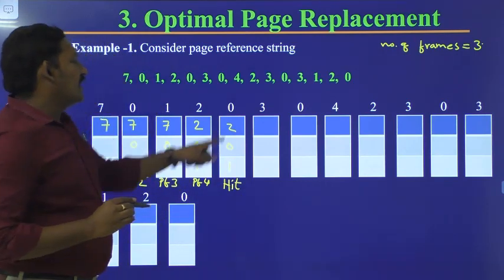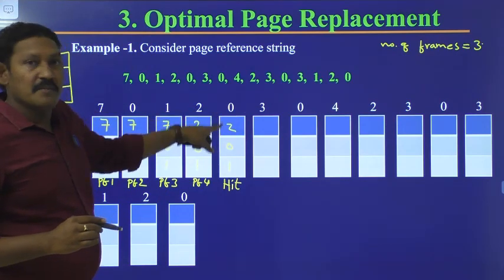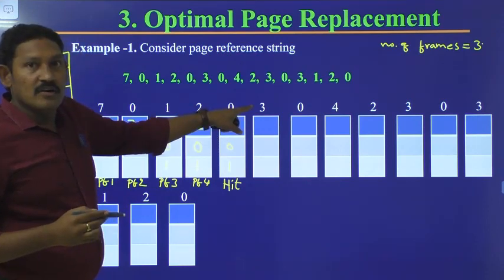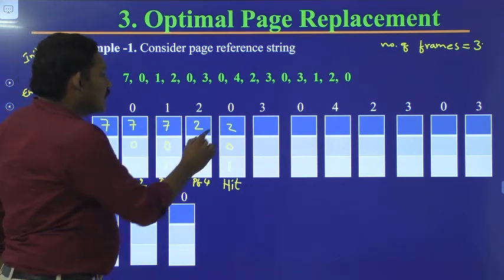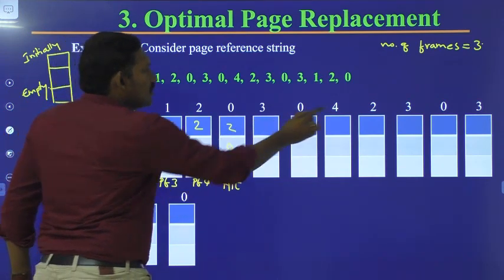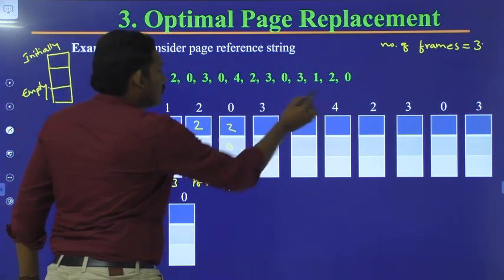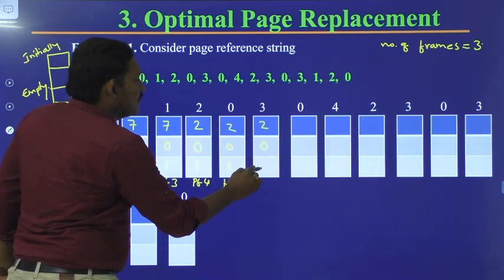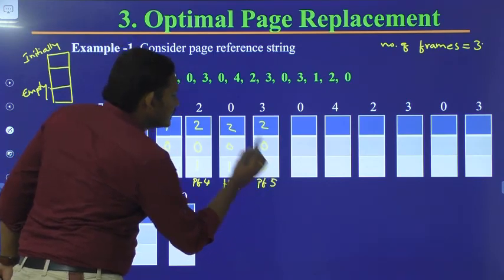It is hit. Next 3. The CPU is searching for 3. 3 is not there inside the main memory. So what we have to do? We have to place 3 inside the main memory. Okay. So which is to be removed? Out of 2, 0, 1, which is used in the near future? 0 is used here, 2 is used here, 1 is used so far. So in the near future we are using 0 and 2. So 0 and 2 we will keep. In place of 1 we will replace it with 3. So page 5 has occurred.